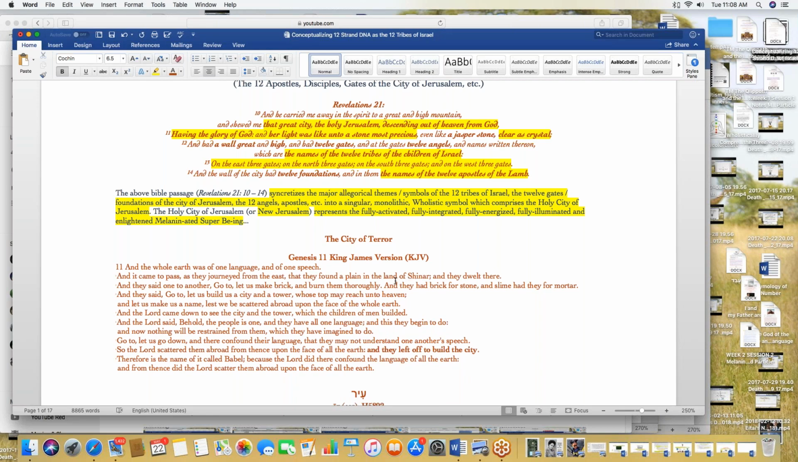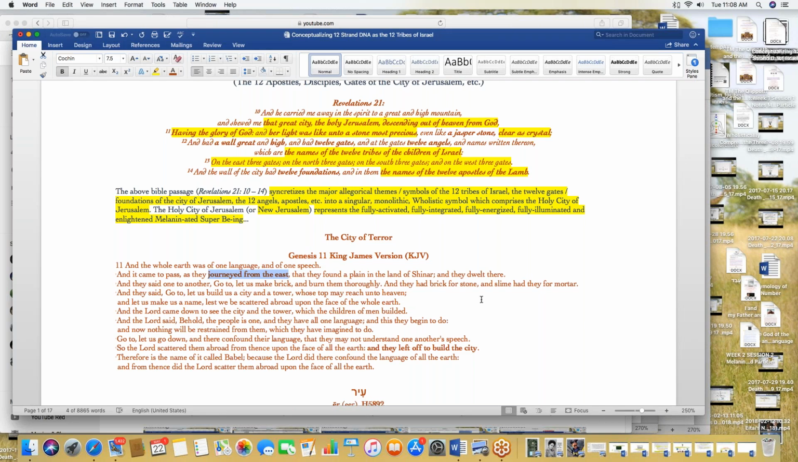Genesis 11 in the King James Version, verses 1 through 7, I believe it is. And the whole earth was of one language and of one speech. And it came to pass that as they journeyed from the east, they found a plain in the land of Shinar, and they dwelt there. And they said to one another, go to, let us make brick and burn them thoroughly. And they had brick for stone, and slime they had for mortar. And they said, go to, let us build a city and a tower.